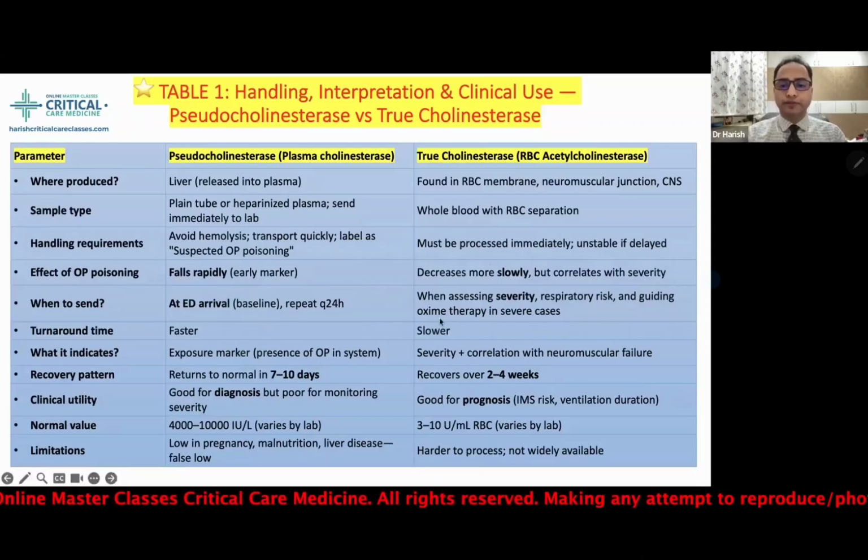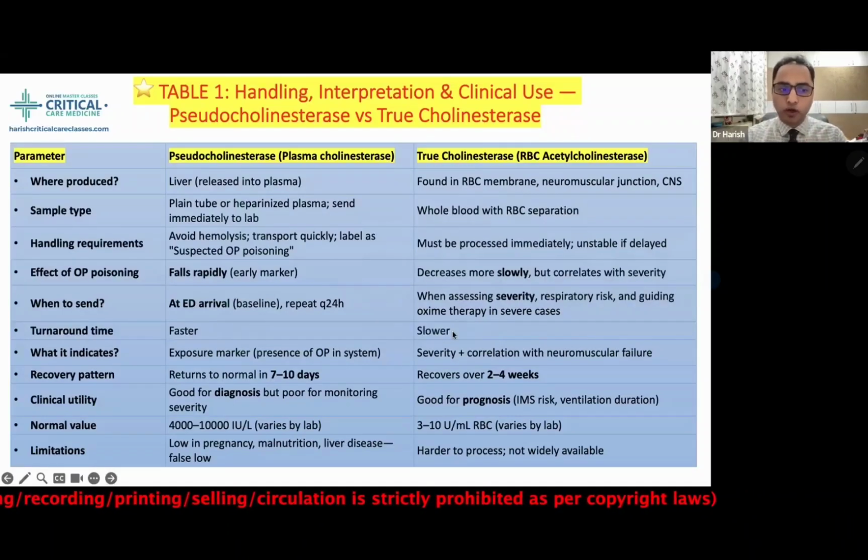So true cholinesterase, when you are assessing the severity, respiratory risk, and guiding oxime therapy in severe cases, we can take a call on sending true cholinesterase. So turnaround time: pseudocholinesterase is faster, while getting the report for true cholinesterase is slower.